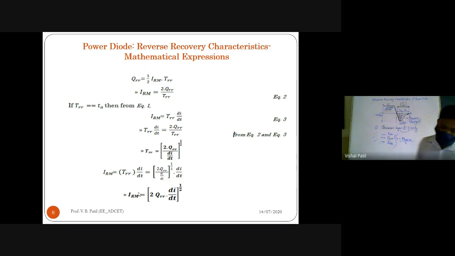Okay, you can write this, because they ask to estimate the peak value of the reverse current, reverse recovery charge, and reverse recovery time. So this part is for analysis of these three parameters. You can have it in your notebook. Okay, so you can take some time.